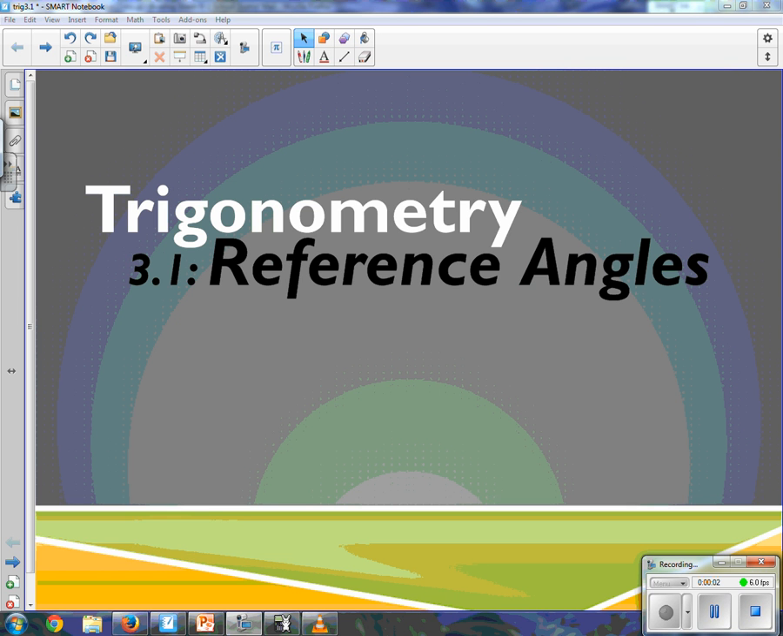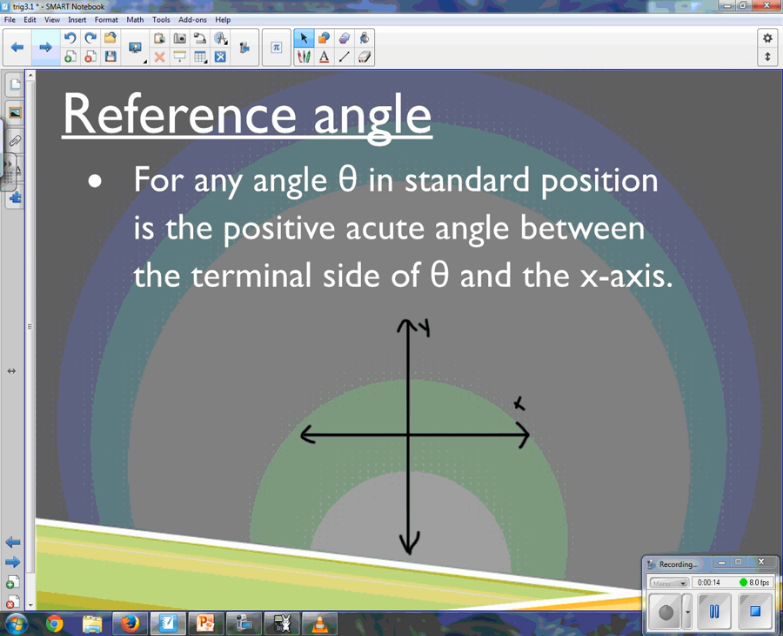One is on reference angles, which will be a pretty important way to figure out specific values for trig functions that are not part of our special right triangles. We'll figure out a way that we can relate them to them. The definition you need to know is: for any angle theta in standard position, its reference angle is the positive acute angle between the terminal side of theta and the x-axis.